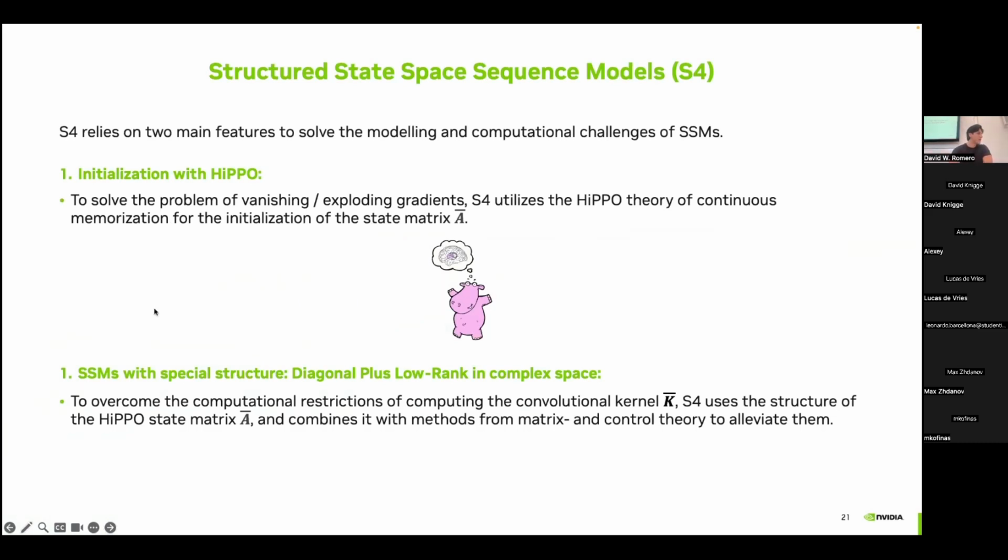The S4 paper proposes two things. It uses an initialization with Hippo, which is going to solve the problem of the vanishing gradients. And then they also propose to use a certain structure for the matrix A, such that you can compute the convolutional kernel very fast. Those are the two big contributions of S4.